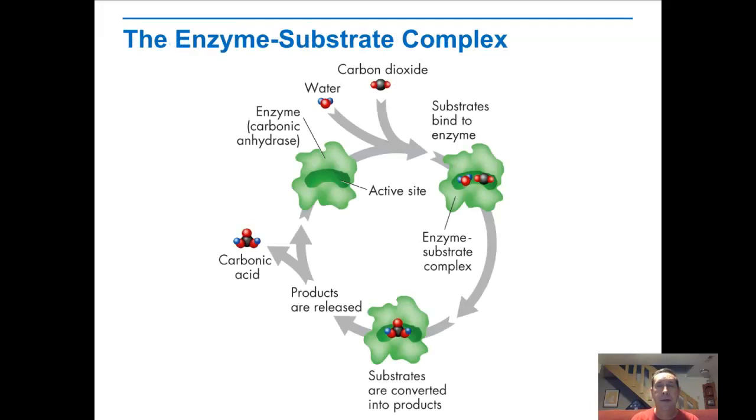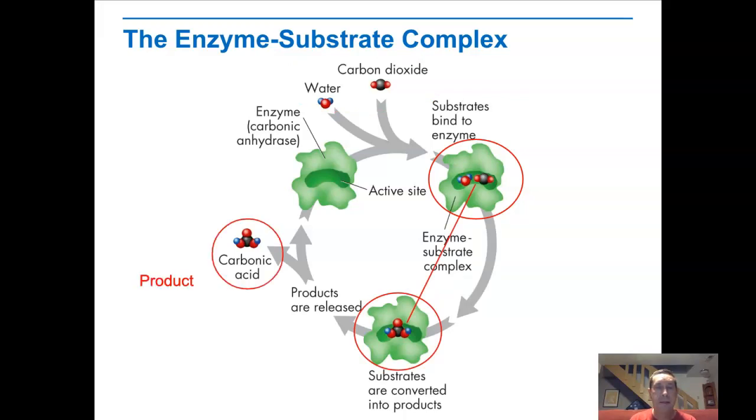So we can see this here in our diagram. You've got carbon dioxide and water that are going to react. The enzyme carbonic anhydrase is where the two reactants fit, forming the enzyme substrate complex. The substrates are converted into products, and then they are released, and the enzyme can be reused.